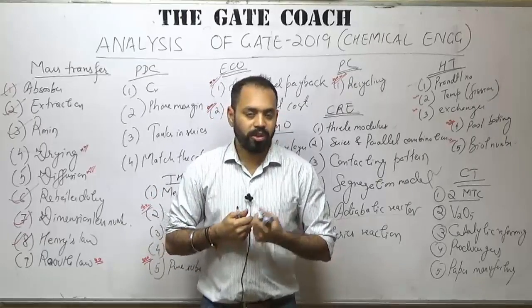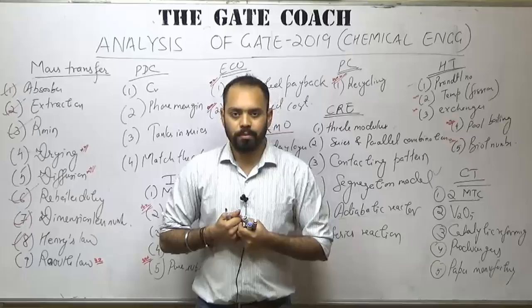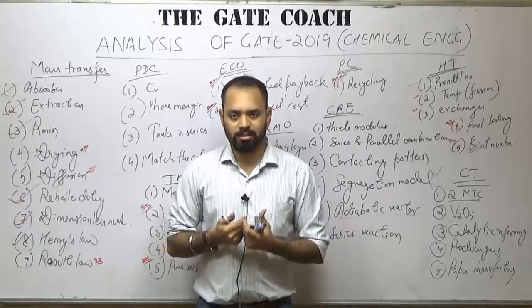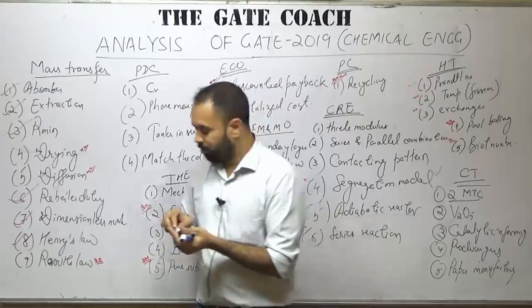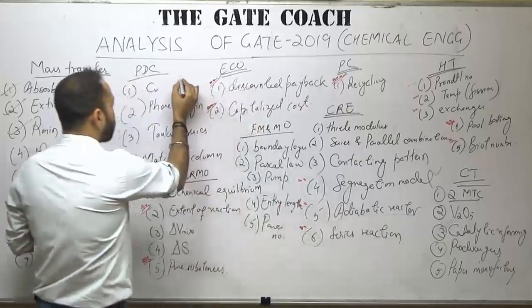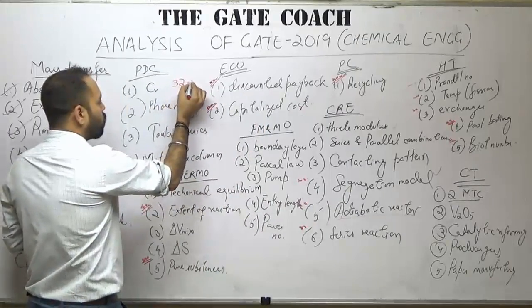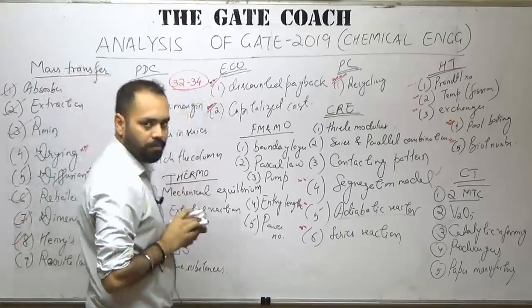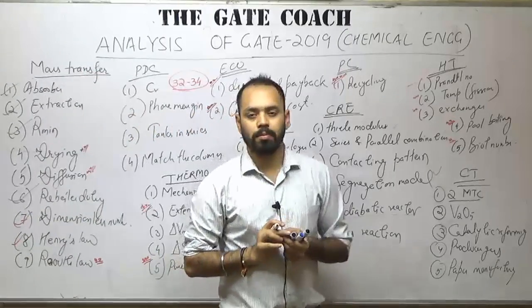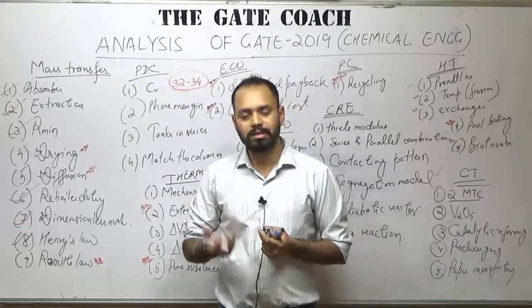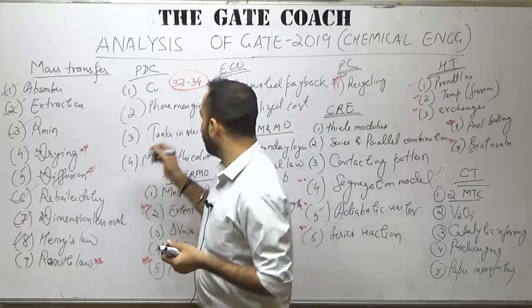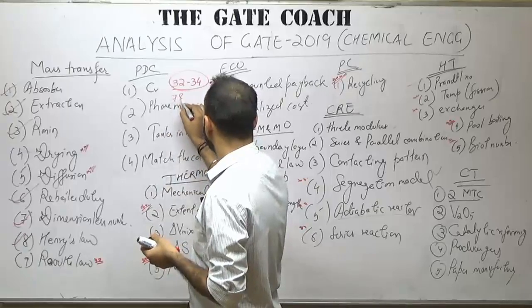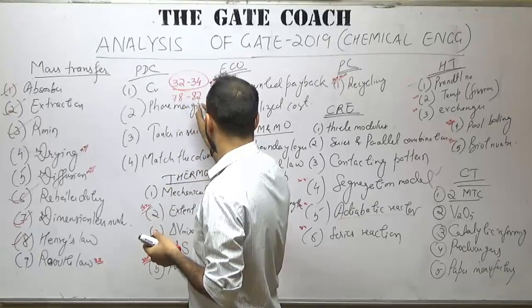Okay. So what can we expect in this paper? If you see the cutoff marks for this paper, the cutoff marks will lie somewhere between 32 to 34 marks. Okay, that is the cutoff for this paper. The topper, the highest score in this paper, will be somewhere between 78 to 82 marks.